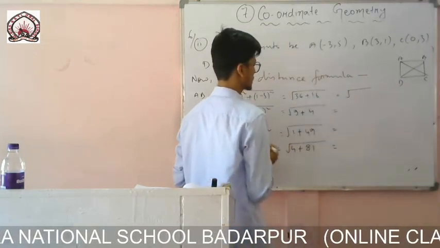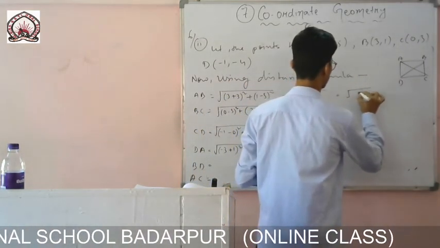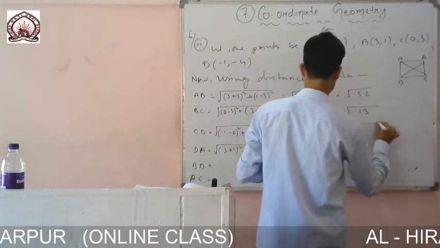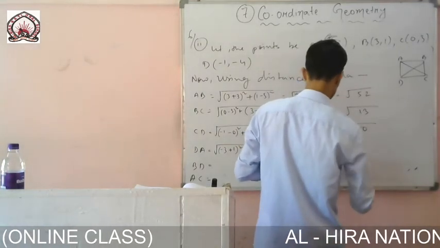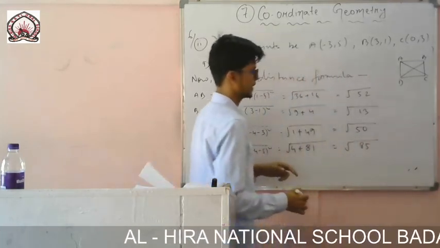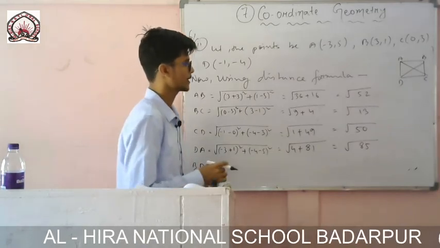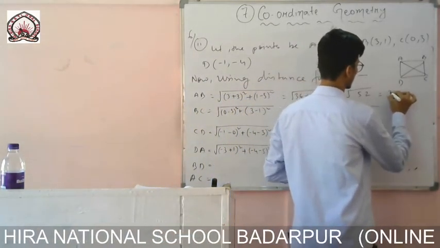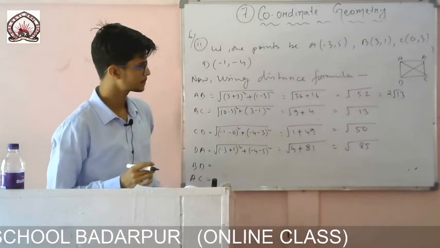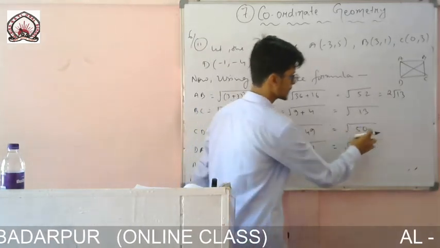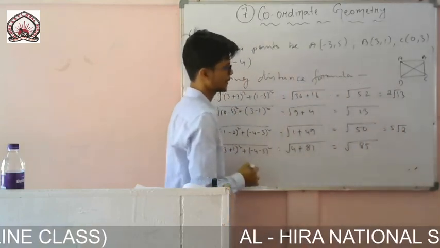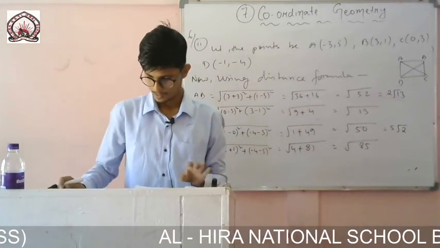So 36 plus 16 is 52. 9 plus 4 is 13. Then 49 and 1 is 50. Then 81 and 4 is 85. 52 I can write as 4 into 13, so it is 2 root 13. The other, 50, is 25 into 2, so 5 root 2. The other two will be the same. 85 you cannot simplify, so keep it the same.